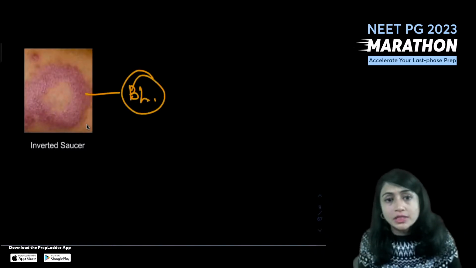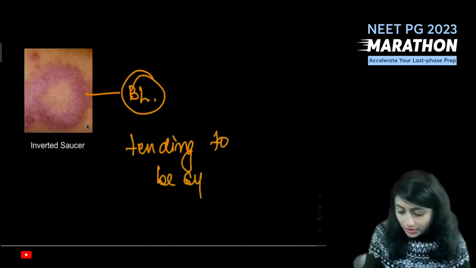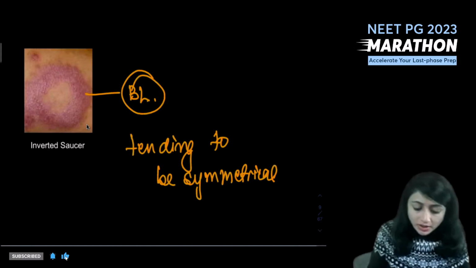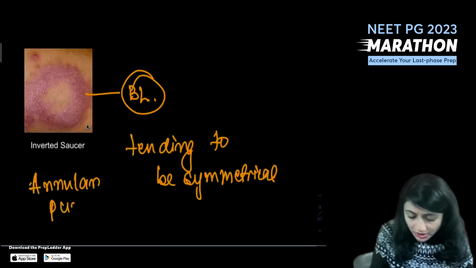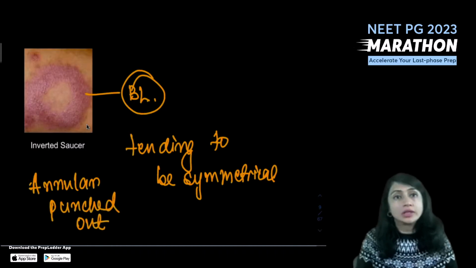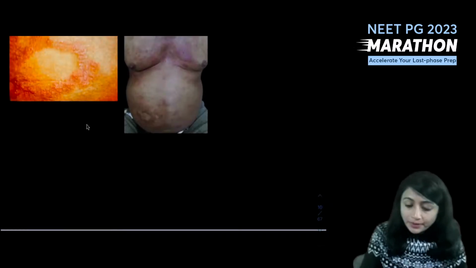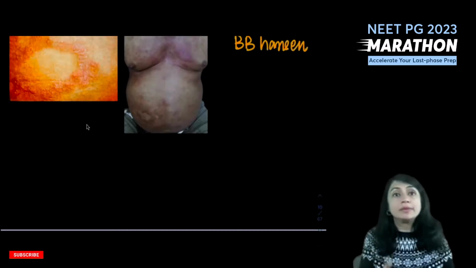Again, I'll have numerous lesions which will be tending to be symmetrical. They are not absolutely symmetrical, but tending to be symmetrical. And I see inverted saucer, and sometimes I see annular or punched out lesions here. Now look at this lesion. This is a typical case of BB Hansen. What was the characteristic of BB Hansen?